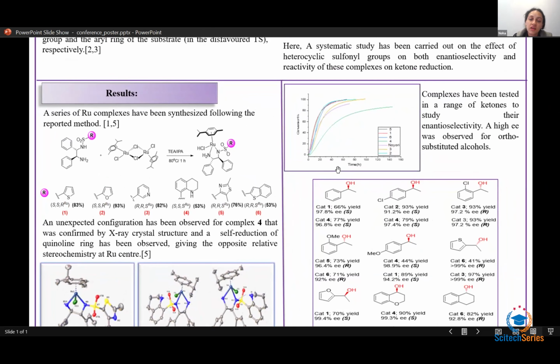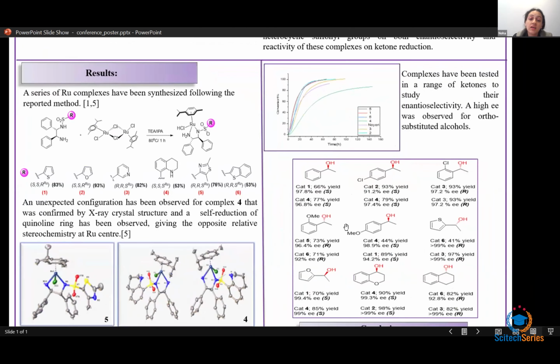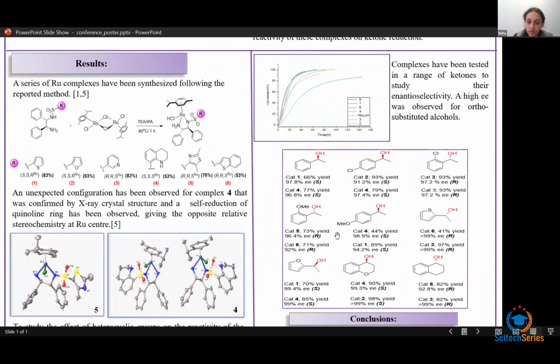After screening using NMR, we tested different substrates, simple ketones like acetophenone, para-chloroacetophenone and ortho-chloroacetophenone, and we found a good improvement. We can see that this kind of catalyst, especially with the heterocycle group, reduces ortho-substituted acetophenone compounds with high EE, much better than the Noyori-Ikariya catalyst. For example, catalyst 5 reduced 2-methoxyacetophenone and we got around 97% EE with the R configuration.